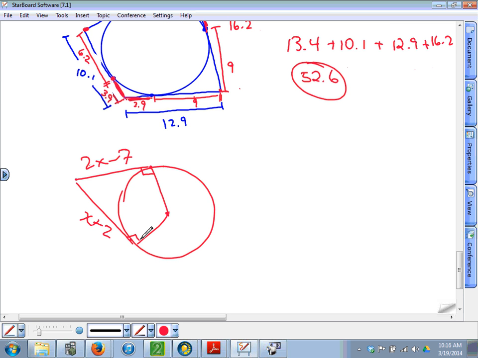So we have to use that exact same theorem. These 2 lines come from the same point. That's a tangent line. That's a tangent line. So what does that mean about these 2 segments? They are congruent. They equal each other. 2x minus 7 equals the other side, which is x plus 2. Now all you got to do is solve the equation. Number 20 is like this as well. Okay? So let's get started on some of the other ones here.